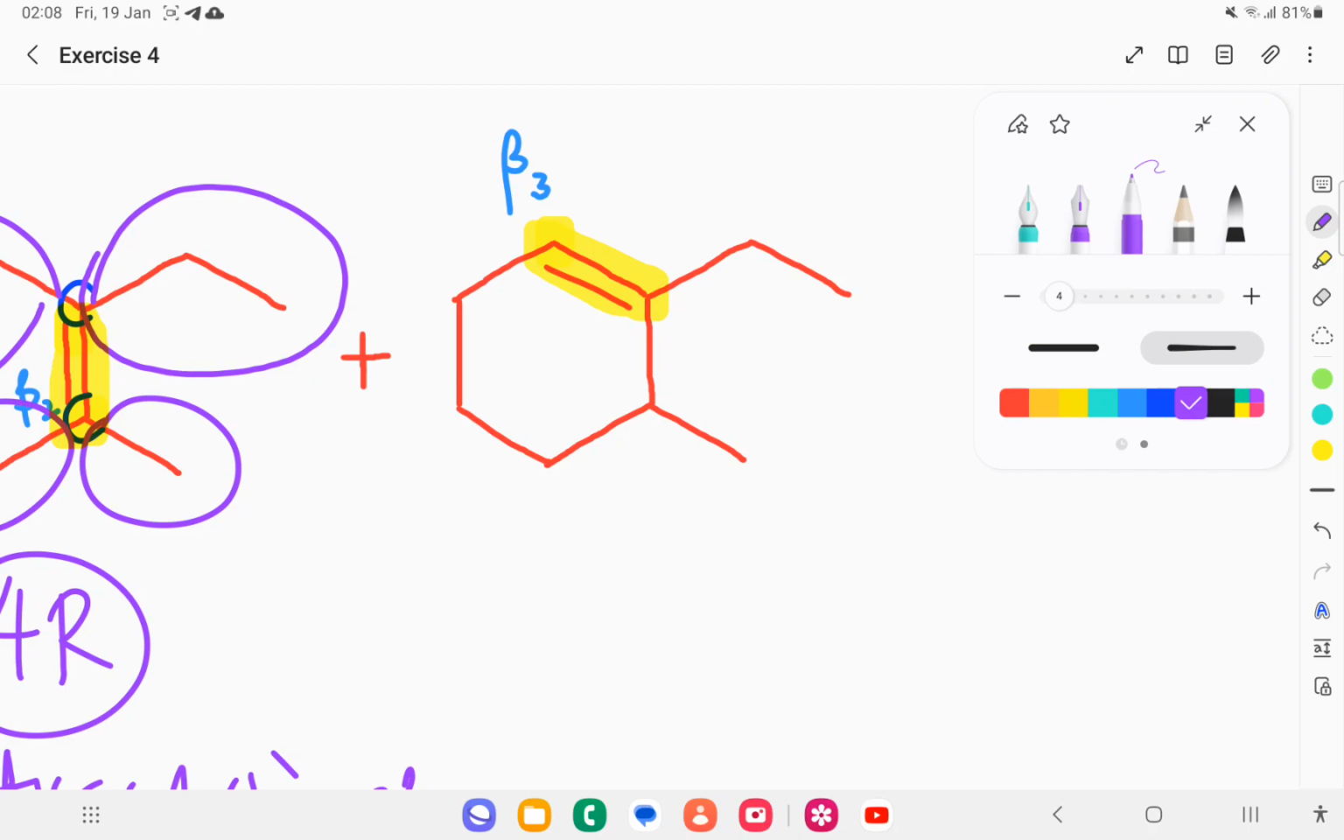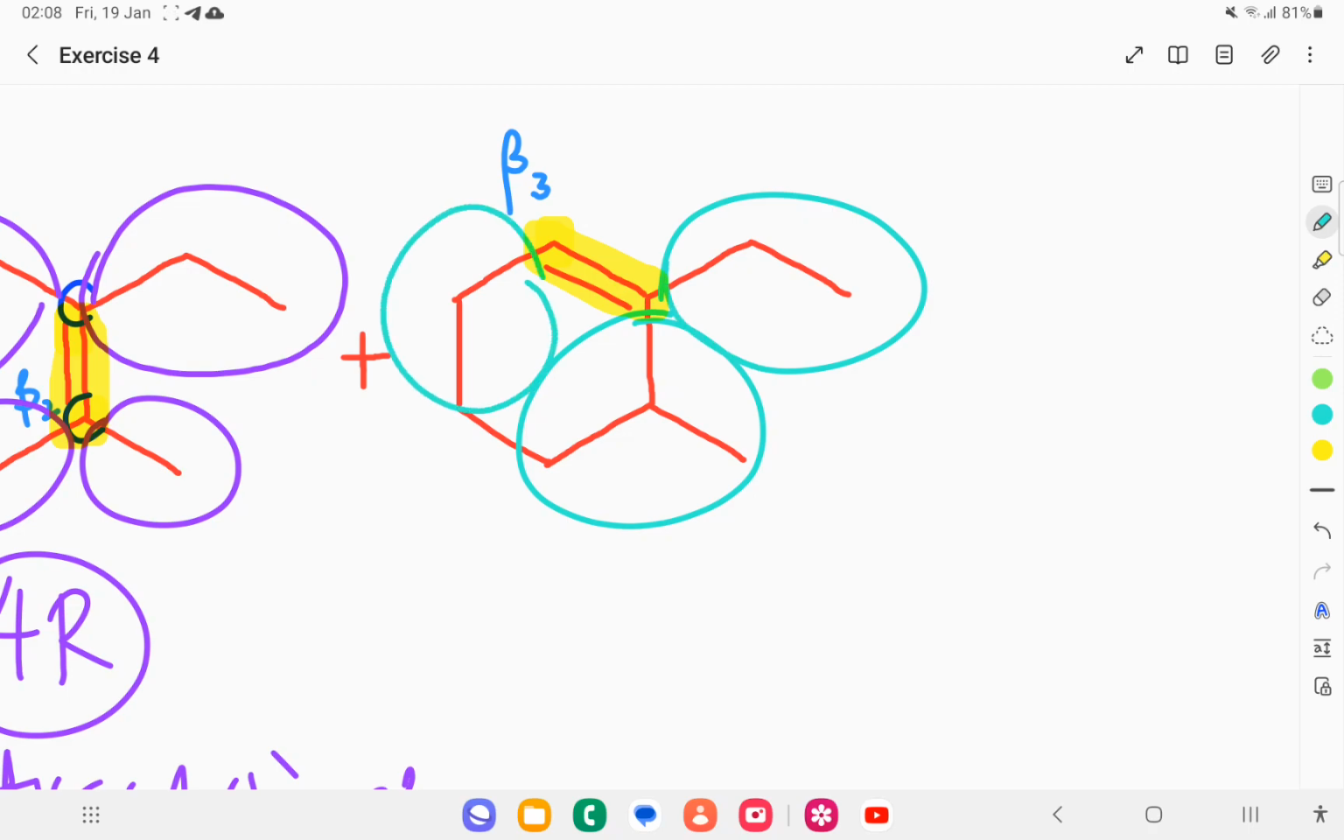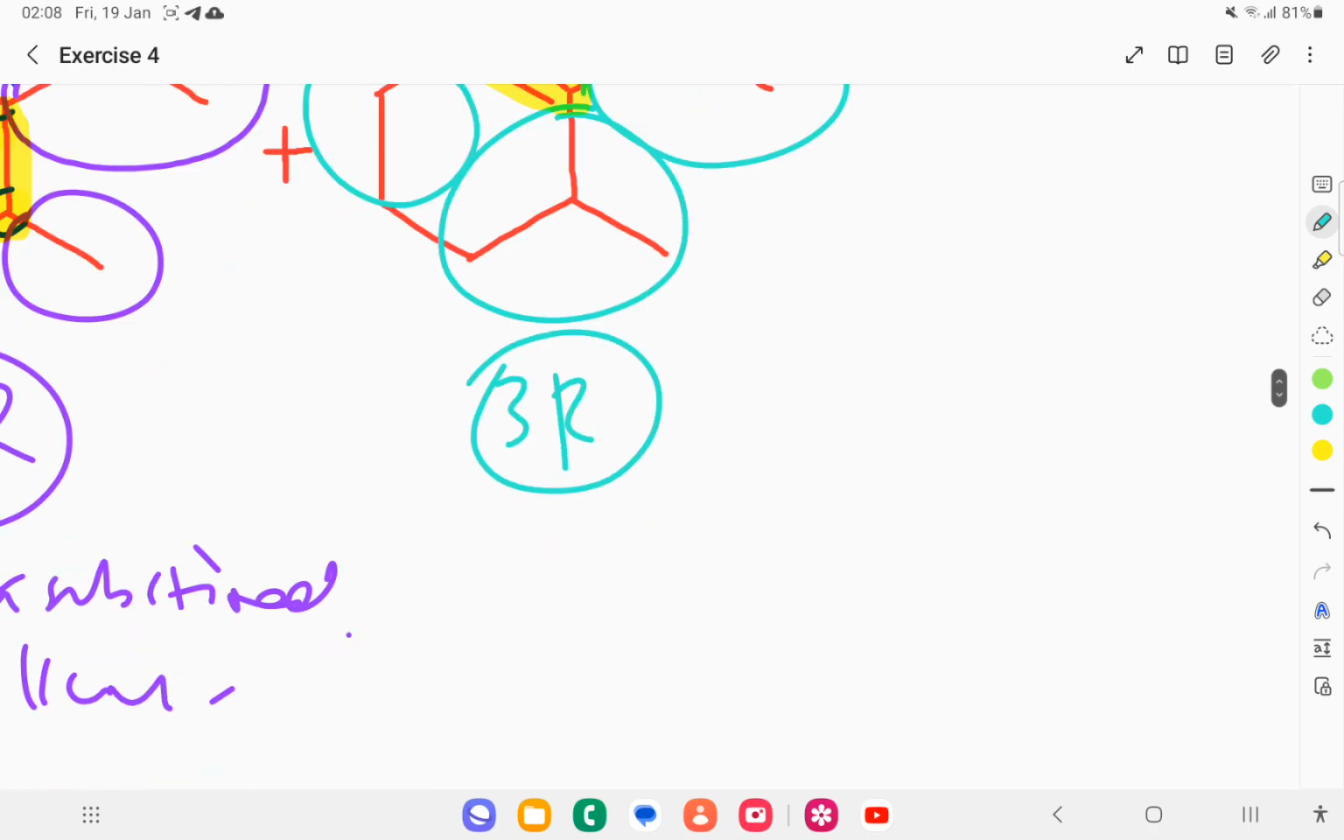And then for the last product, the third product, we highlight the carbon-carbon double bond. I will use a different color, this blue color. We have 1 alkyl group, 2 alkyl groups, and 3 alkyl groups. This is also a trisubstituted alkene.